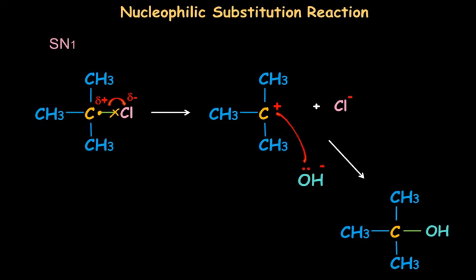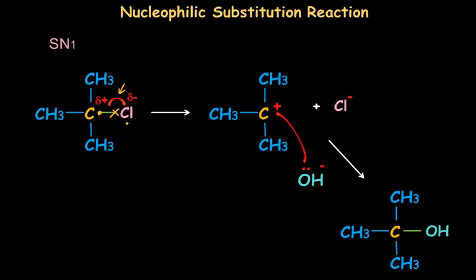Now everybody should note down that whenever we are drawing such a mechanism, we need to show all the partial charges, full charges, curly arrows and lone pairs of electrons wherever required. And also whenever we are showing such curly arrows, we should take care that the arrow is drawn from the negative charge towards the positive charge. So such small steps should also be taken care of.